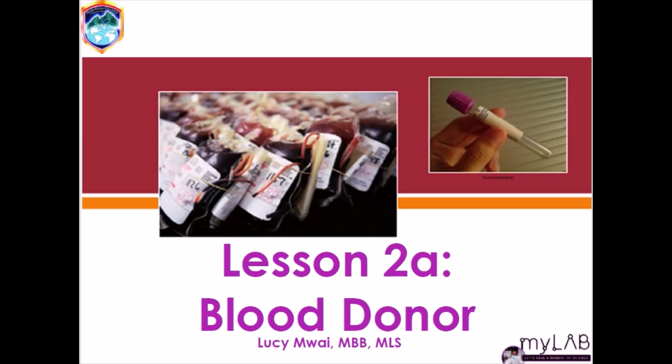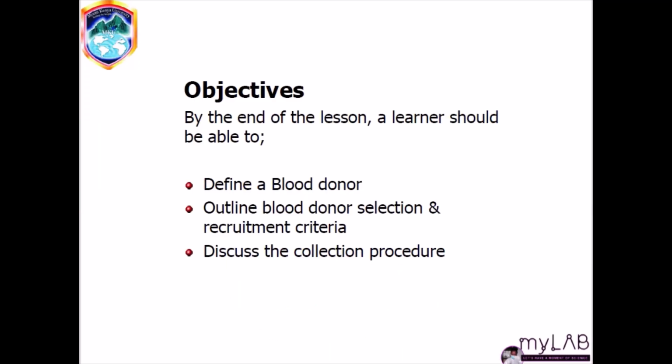I want us to look at a blood donor, which is now our second lesson. I'll look at it in two parts. That is lesson 2A and lesson 2B. So for the objectives of this part A, by the end of this lesson, a learner should be able to define who is a blood donor, outline blood donor selection and recruitment criteria, and also be able to discuss the collection of blood from a blood donor procedure.